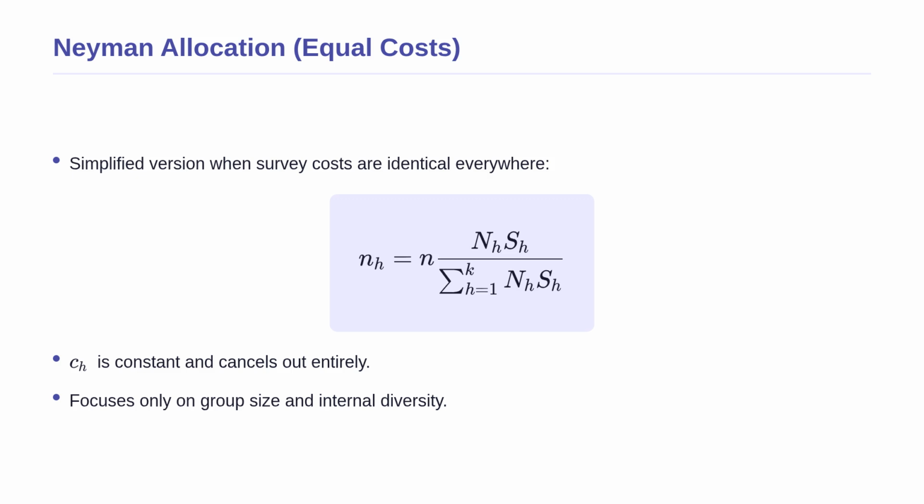Under Neyman allocation, we only care about two things: how big the group is and how diverse its opinions are. If two groups are the exact same size, but one group has wildly differing opinions while the other group all thinks exactly alike, Neyman allocation will smartly assign a much larger sample size to the diverse group to capture all those different viewpoints.